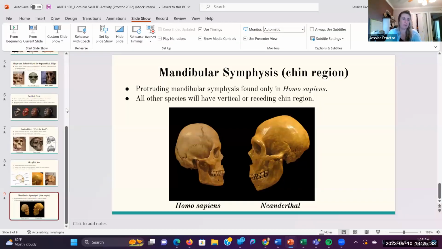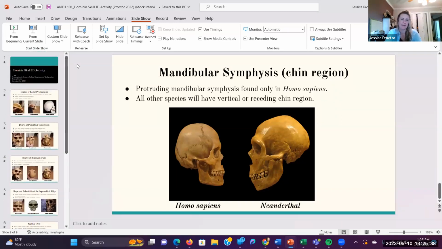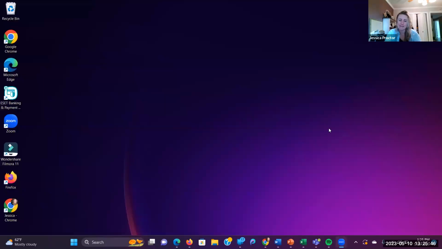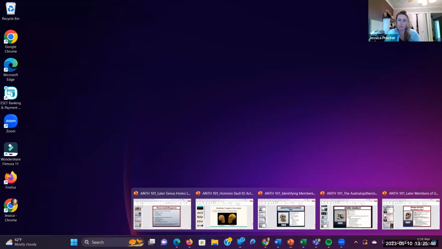Okay, so that was just a quick review on anatomy, and this is important, guys, because it's going to keep popping up, especially if you end up taking the lab. It's important that you understand how to identify these features and what they mean. It's going to be important for both lecture and lab.